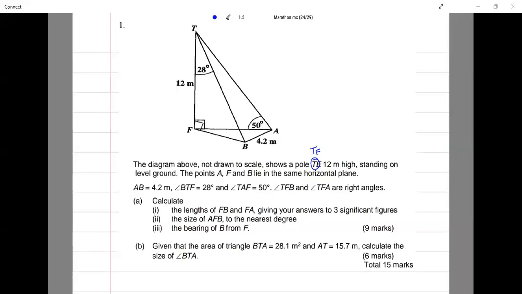So F, A, and B, F being the foot of the pole, along with A and B, lie in the same horizontal plane. We're told that AB is 4.2 meters. We're told that angle BTF is 28 degrees. Angle ATF is equal to 50 degrees. Angles BFT and TFA are right angles.